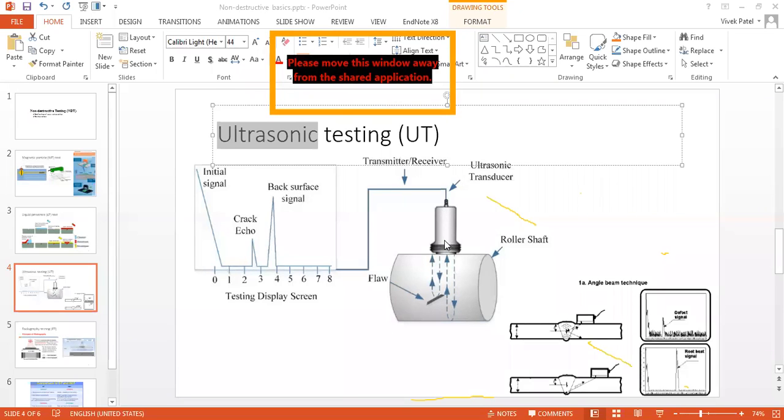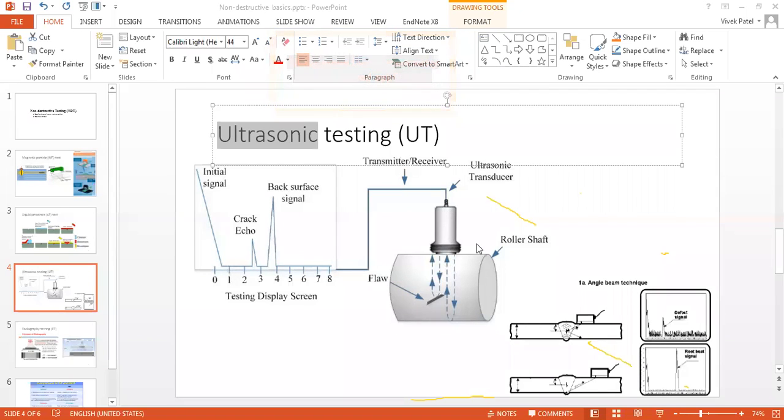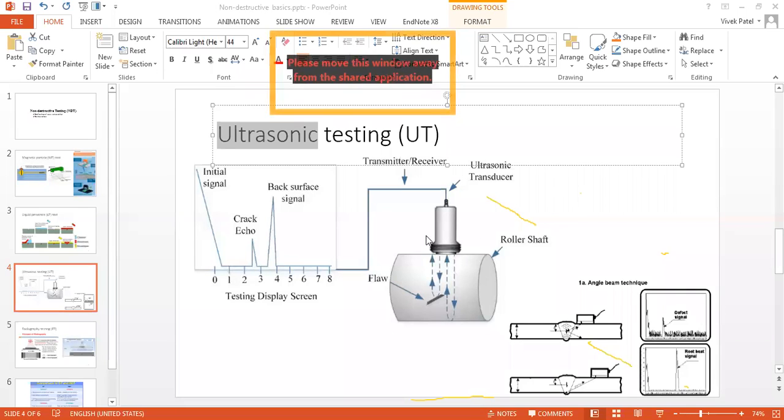These probes are of two types. One is a receiver and one is a transmitter. So in some of the testing, you may see two different probes. One probe would be the transmitter, which transmits the waves to the workpiece, and the second would be the receiver. But in most cases you will have the transmitter and receiver as a common unit.